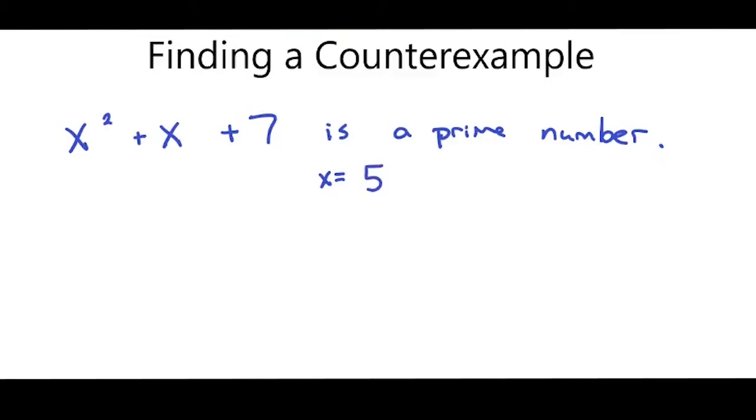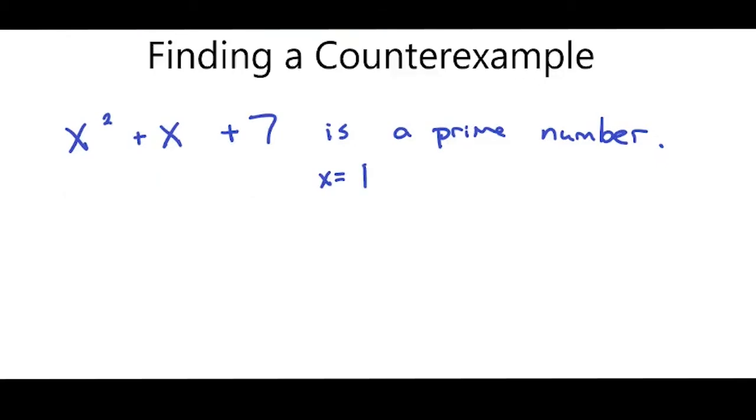Let's try 5. Okay, so this would be a great opportunity to use a calculator. So 5 squared is 25 plus 5 plus 7. Well, 25 plus 5 plus 7 is 37. 37 can only be divided by 1 and itself. And remember that a prime number can only be divided by 1 and itself, and those are the only numbers that it can be divided by evenly. So 5 is definitely not the counterexample.